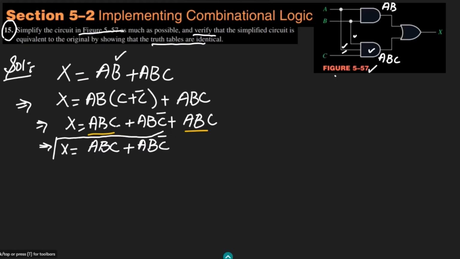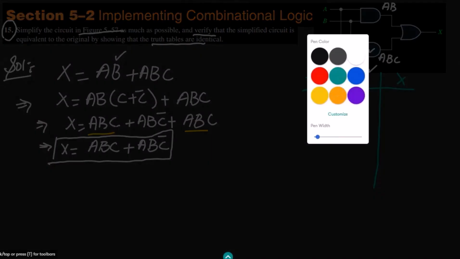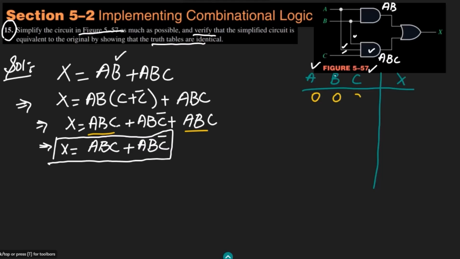So this is the expression of the circuit given in figure 5.57 and this is in standard form. Let me write the truth table for it. In order to write the truth table I have 3 inputs, A, B, C, and the output of it is X. Let me write the different combinations: 000, 001, 010, 011, 100, 101, 110 and the last one is 111.